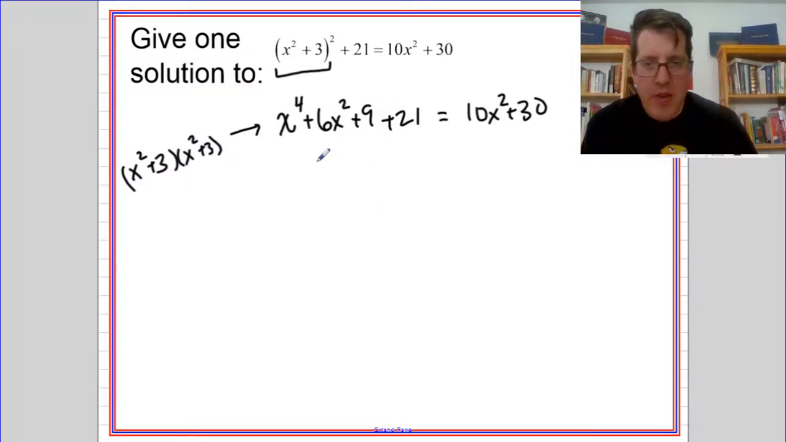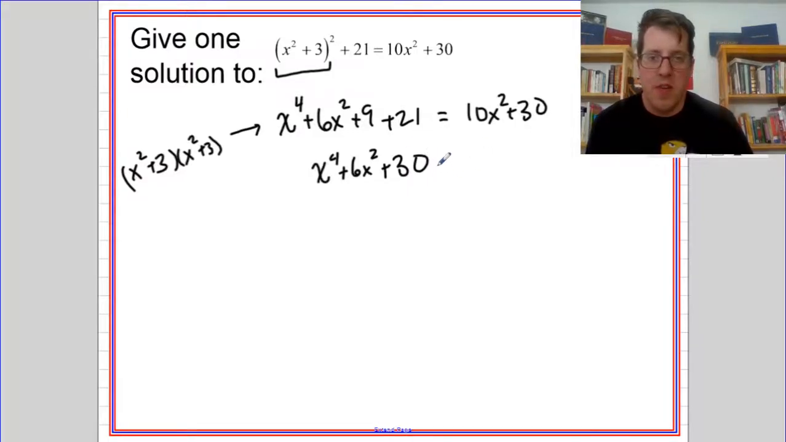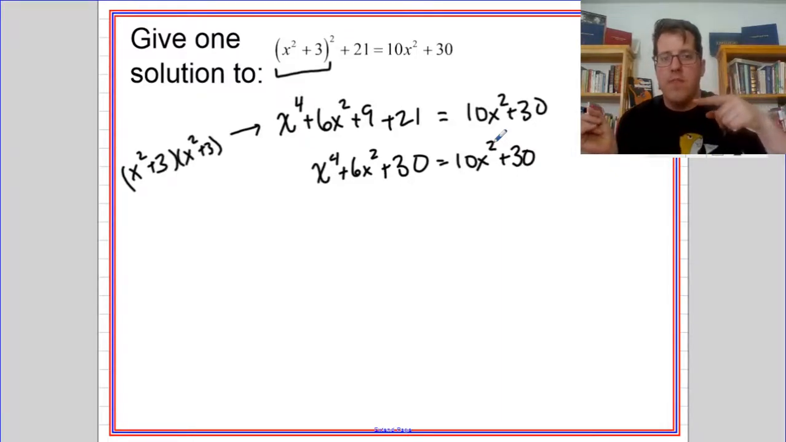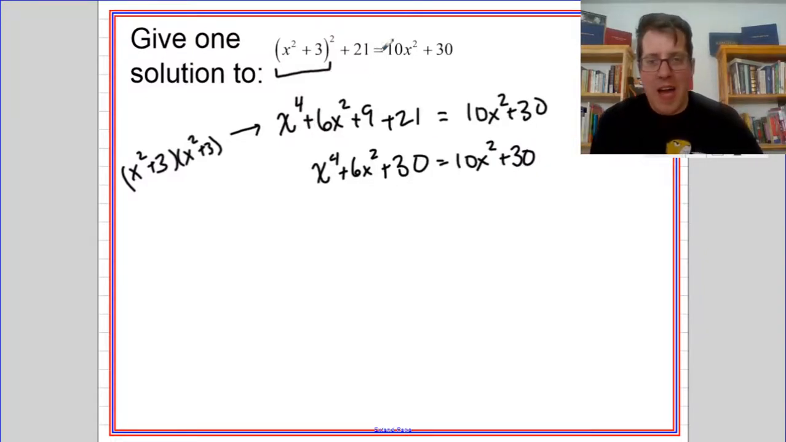I'm going to combine my like terms. So I get x to the fourth plus 6x squared plus 30, ooh, very interesting, equals 10x squared plus 30. With quadratic equations, a lot of times we're going to move everything to one side. Since I don't really have anywhere to go with this, I'm going to try that. It's not actually a quadratic equation, it's a fourth degree equation, but I'm going to try. I'm just going to move everything to one side. It's just something to do if you don't know what else to do.